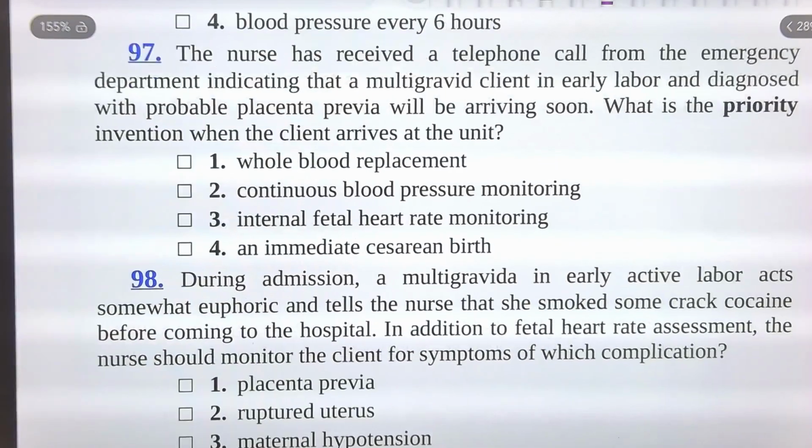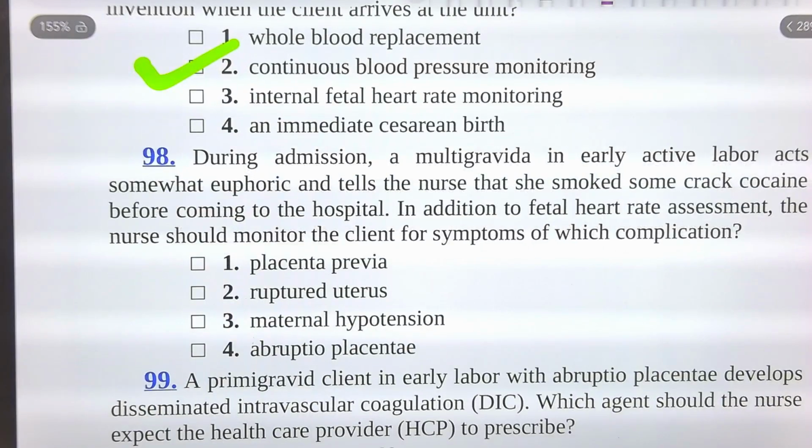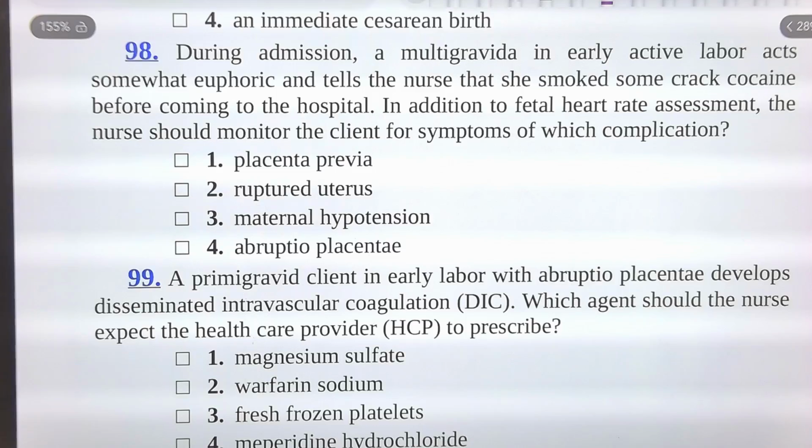Now next question. The nurse has received a telephonic call from the emergency department indicating that a multigravid client in early labor and diagnosed with probable placenta previa will be arriving soon. What is the priority intervention when the client arrives at the unit? So placenta previa का केस है. So patient hypertension में जा सकता है. So we have to continuously monitor the blood pressure. Now next question 98.